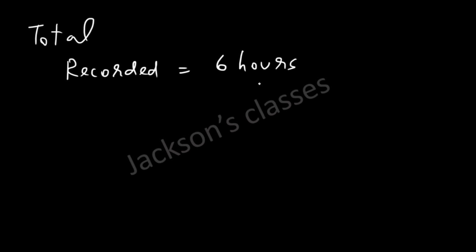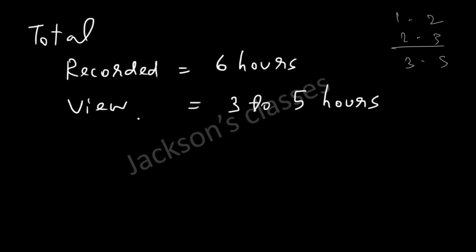So the total recorded time is 6 hours, and the viewed time is, on Wednesday, 1 to 2 hours, and on Friday, 2 to 3 hours. So the total is 1 plus 2, which is 3, and 2 plus 3, which is 5. So the total has to be between 3 to 5 hours. This is something that you should infer from the given table.